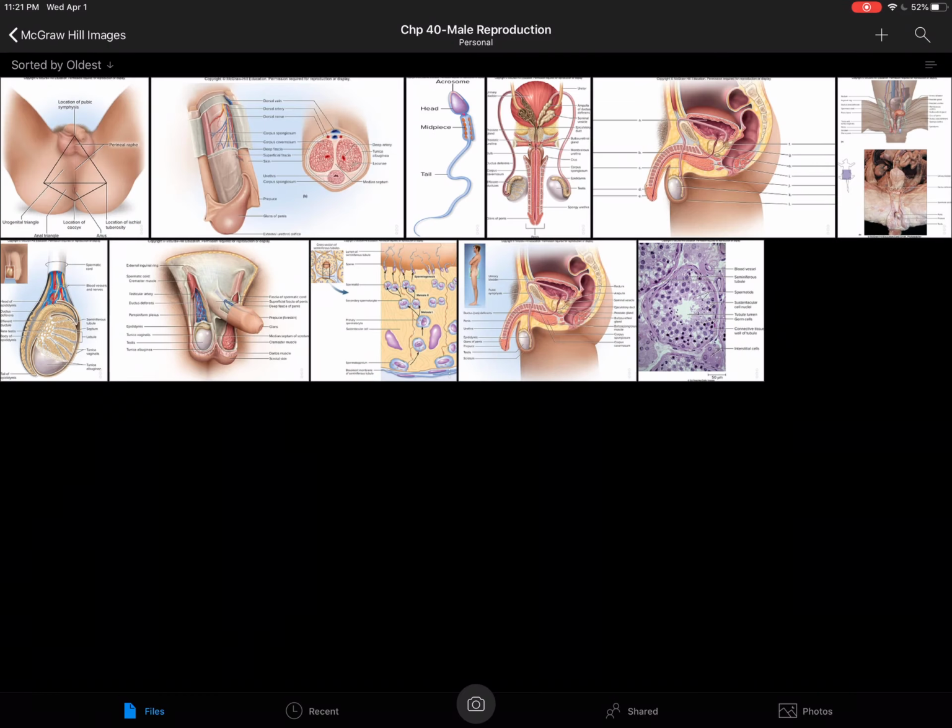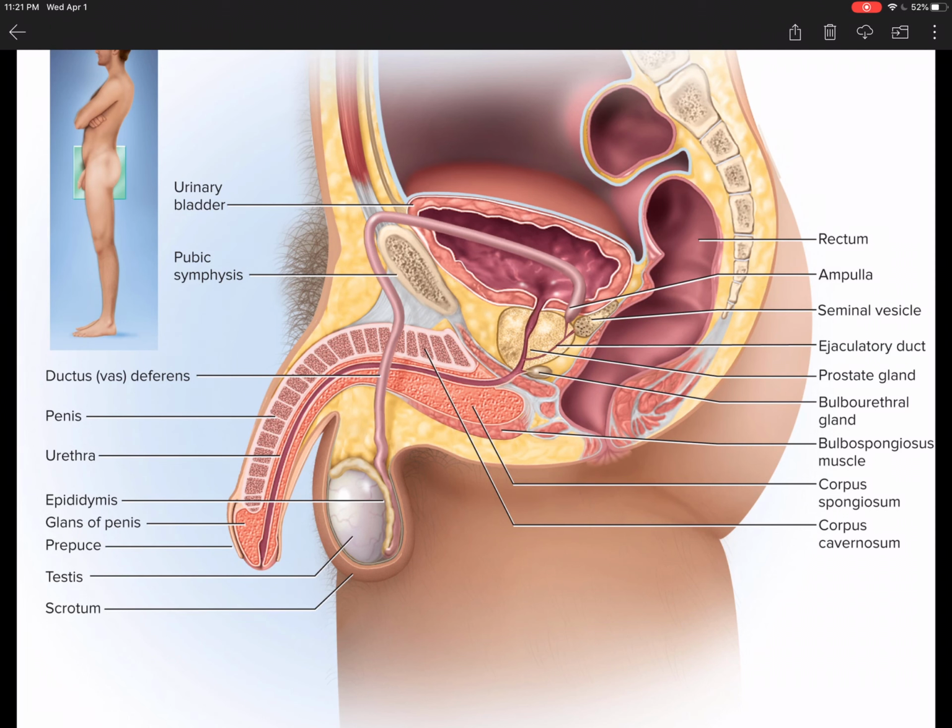And if we were to find a picture of the sideways anatomy of the male, you can see here we get to see the vas deferens again, where it goes up and it joins in with the seminal vesicle, the bulbourethral gland, and the prostate gland, where we can produce the product that is ejaculated. So this is a good picture. It shows you the rectum, the bladder, the pubic symphysis.